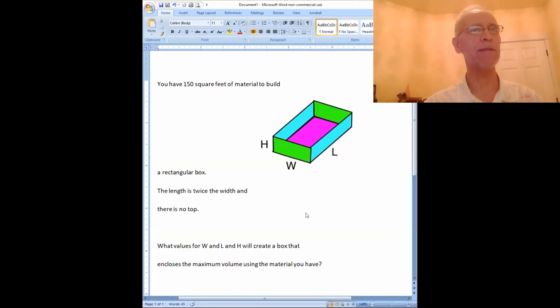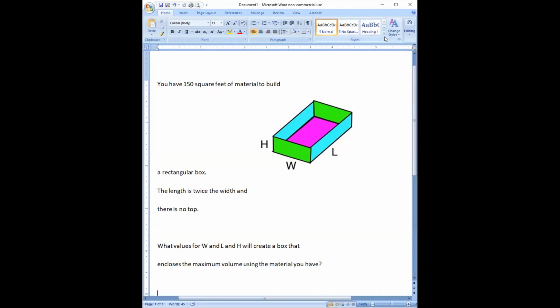Hope you can see it. This problem right here: we have 150 square feet of material to build a rectangular box. The length is twice the width. There's no top. So for what values of width, length, and height can we create a box of the maximum volume? Let me stop sharing that particular screen, and now I'm going to get my iPad involved.